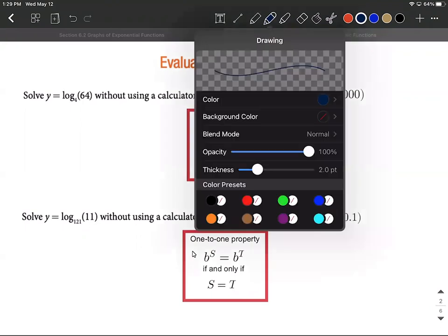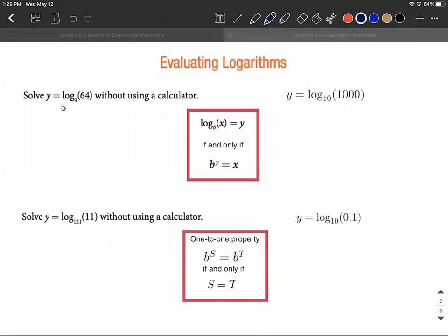In the top left, what we have going on is y equals log base 4 of 64. This starts out in logarithmic format. Let's switch it over to exponential form. So I'm going to line out my base is 4, raised to the y power equals 64.